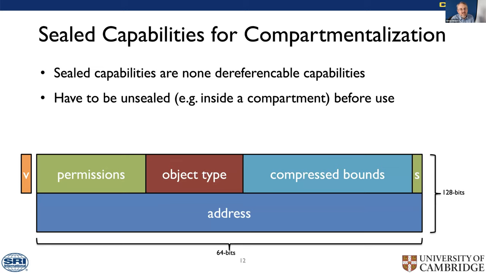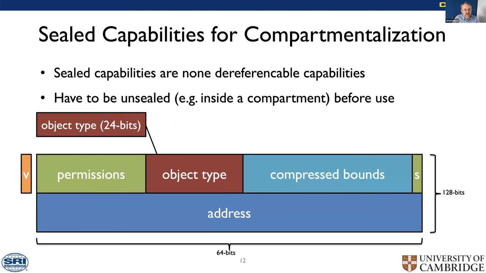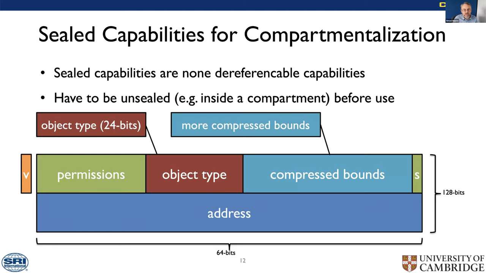We also have a sealed mode, which I'm going to just give you a very quick overview of. So sealed capabilities are non-dereferenceable capabilities, i.e. you can't use them directly to point at something to access it. They have to be unsealed first, typically when you do a compartment transition, in order to use them. And the main thing is we add a 24-bit object type and we further compress the bounds to make that possible. And we set the sealed bit to indicate that it's a sealed capability.